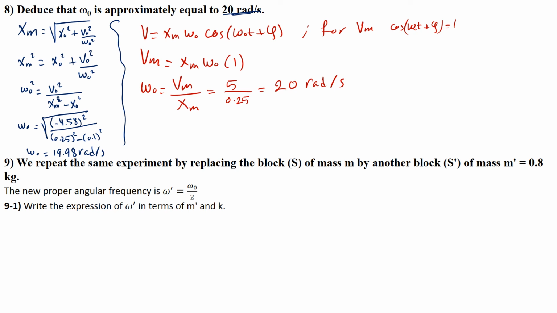Number 9, we repeat the same experiment by replacing the block S of mass m by another block S prime of mass m prime, which is 0.8 kilograms. So we change the block to have a different mass. The new proper angular frequency omega prime is equal to omega 0 over 2. Part A. Write the expression of omega prime in terms of m prime and k. Okay, we know that omega was equal to radical k over m. Now, the same thing, omega prime is equal to radical of k over, instead of m, we put m prime. This is the solution.